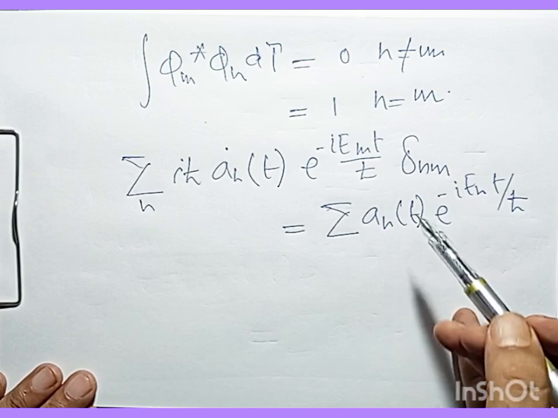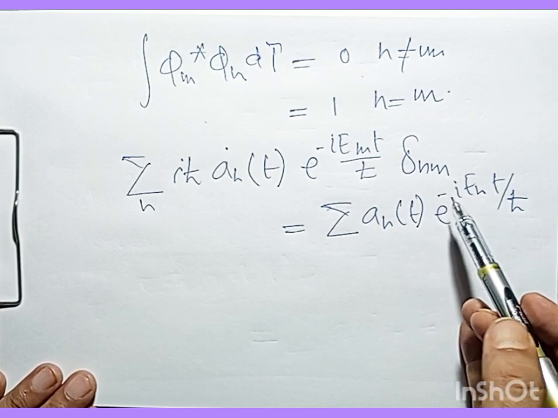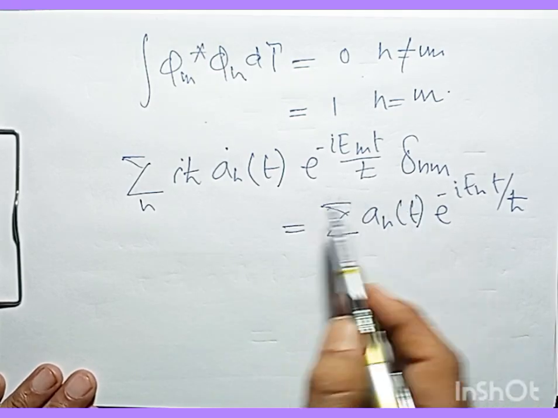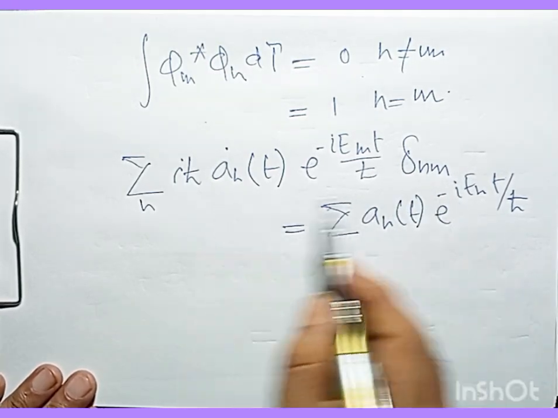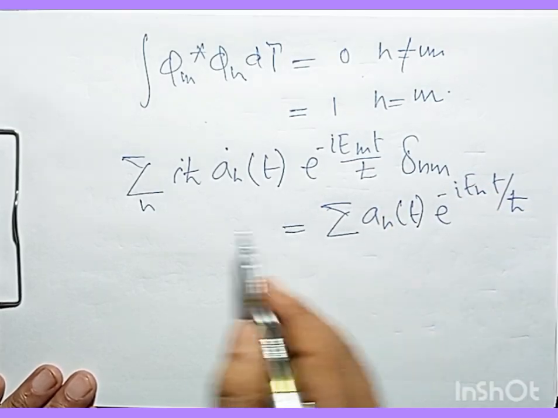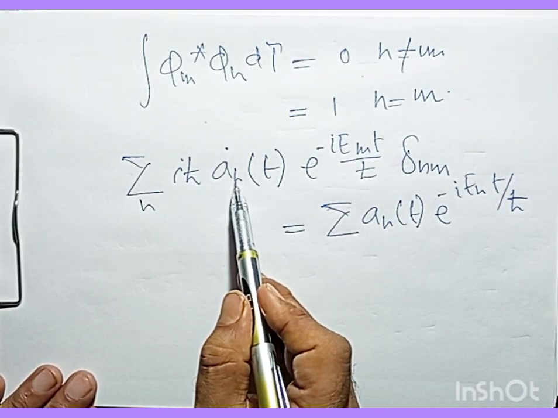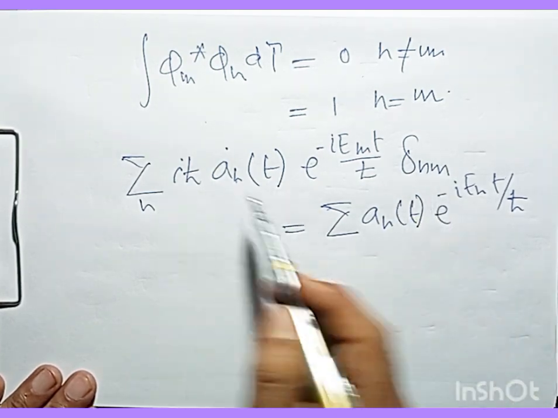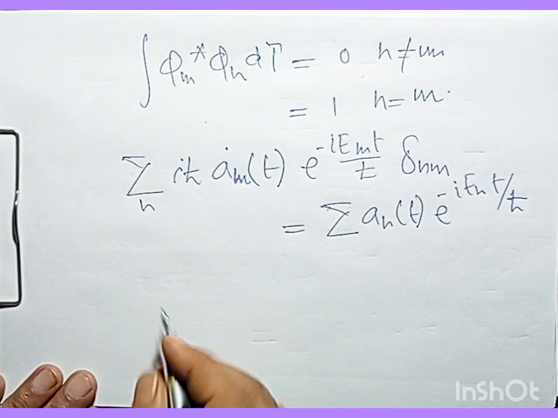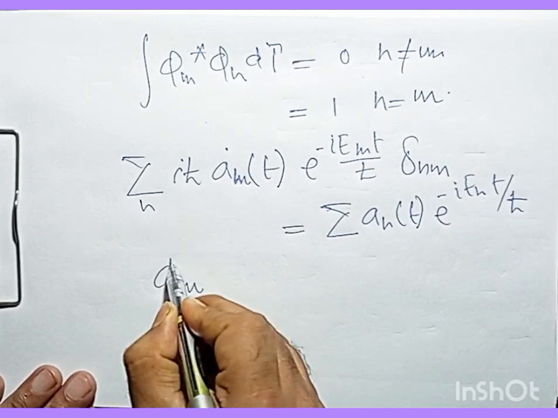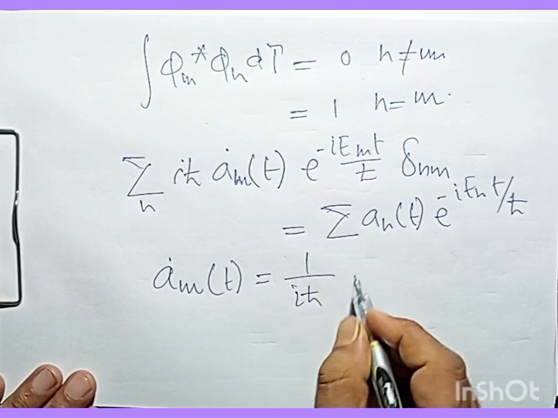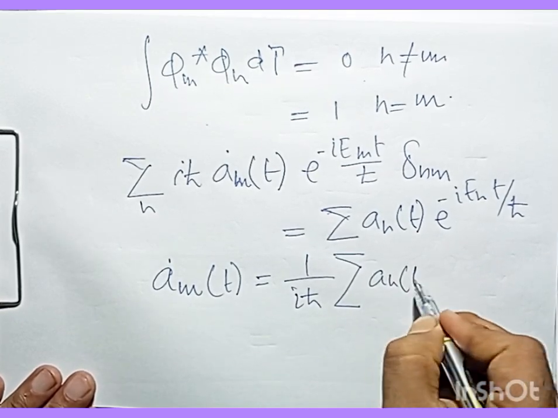And when we have used the condition of orthonormality here, this left-hand side is defined for only one value, and that value is for n equal to m. So we can write this a n, because this whole thing can exist for the single value, so this a n will change to a m. And I can write this a m dot is 1 by i h bar sigma a n of t.